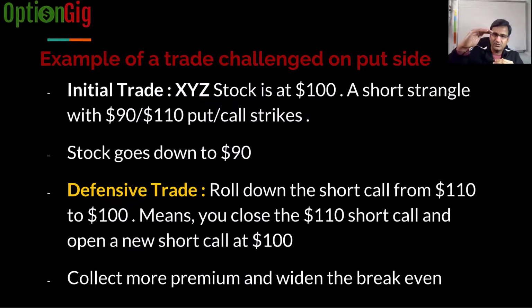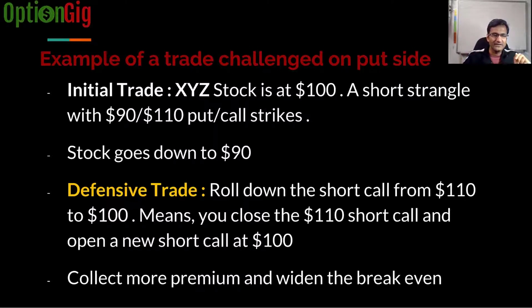Rolling down means you close the 110 call for pennies, and then you open a 100 short call, and the amount of premium that you will collect when you open the 100 short call will be more than the amount of money you spent to close the 110 call. So net you will get a credit, and that credit which you received will widen your break-even points, and that's what the risk management is. So you have not put any additional capital, but you collected more credit, and more credit means it widens your break-even points. It gives you a little more buffer.